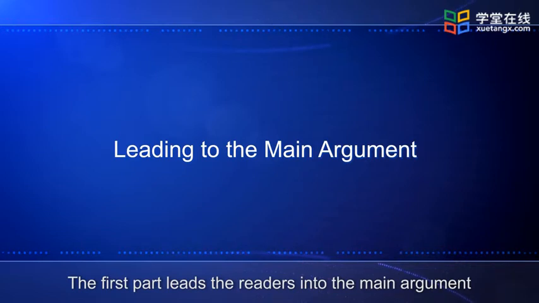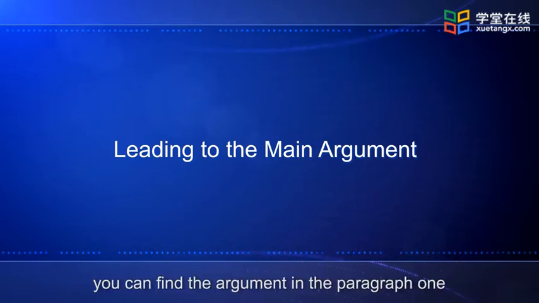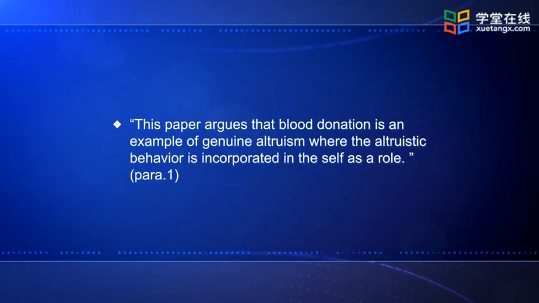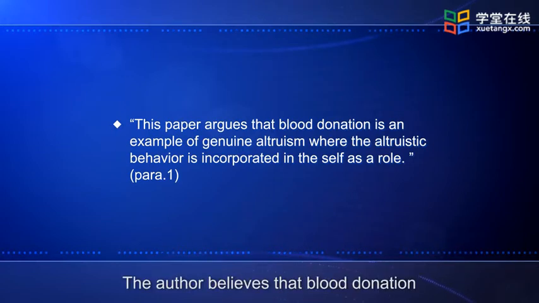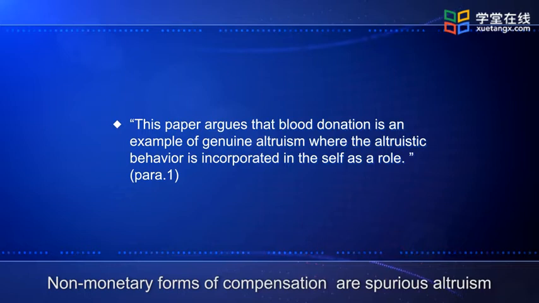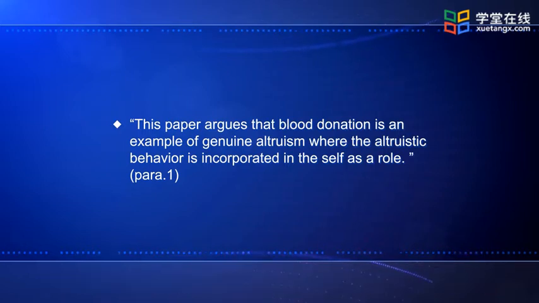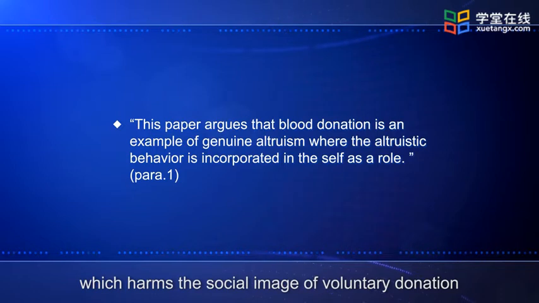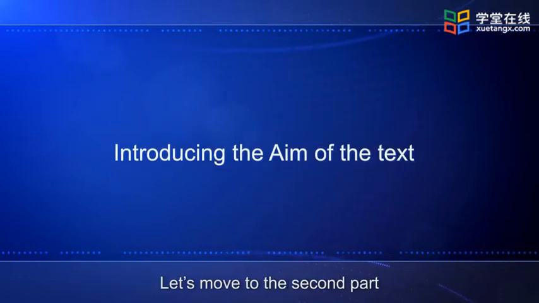The first part leads the readers into the main argument. You can find the argument in paragraph 1. This paper argues that blood donation is an example of genuine altruism, while the altruistic behavior is incorporated into the self as a role. The author believes that blood donation is a real altruistic behavior by nature. Non-monetary forms of compensation are spurious altruism, which harms the social image of voluntary donation. Let's move to the second part.